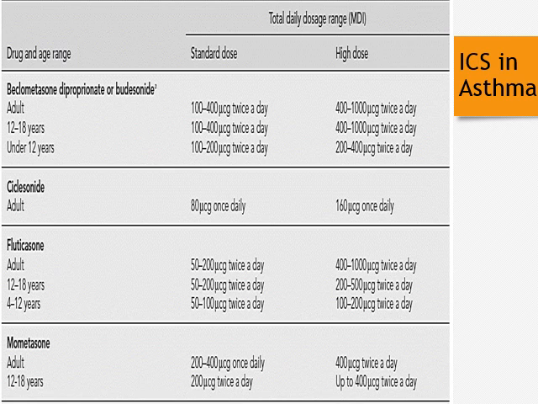The second drug is ciclesonide, which can only be used in adults, and its standard dose is 80 microgram once daily, while its highest dose is 160 microgram once daily.